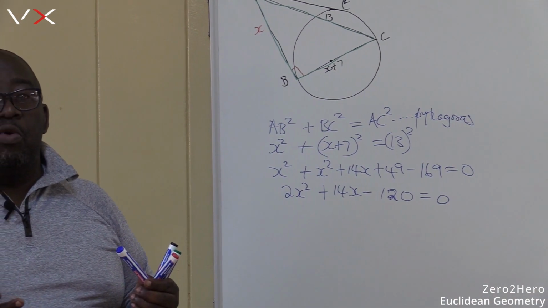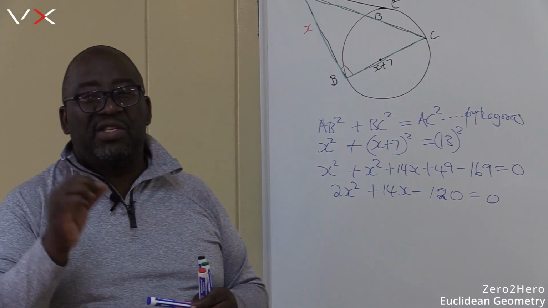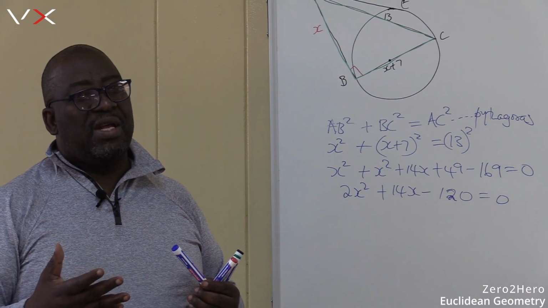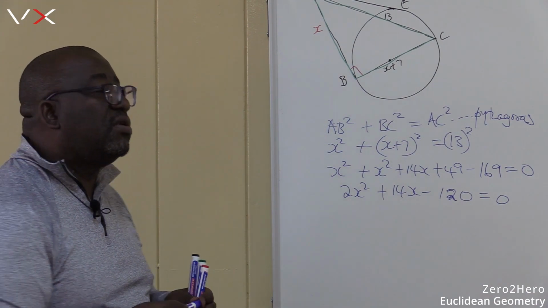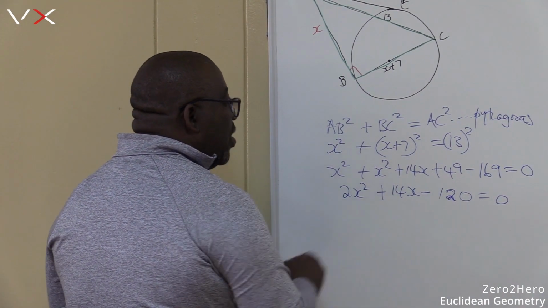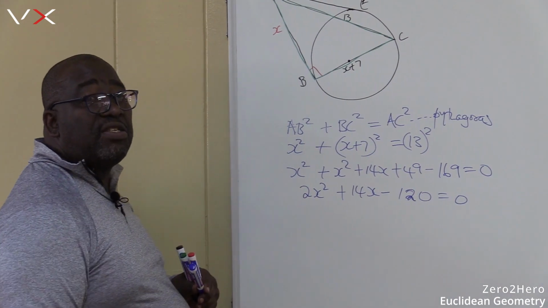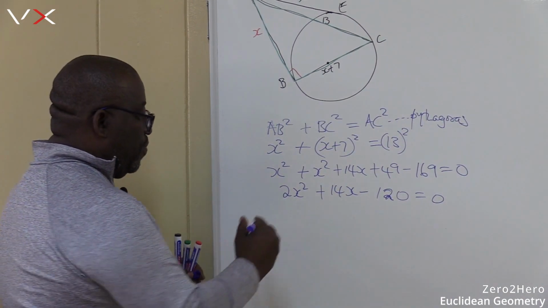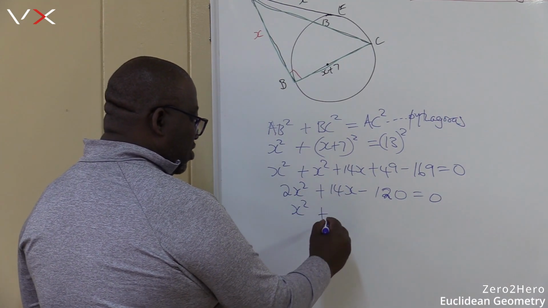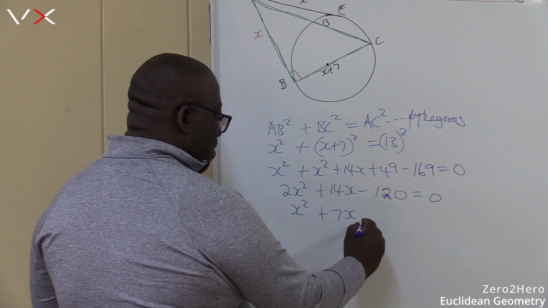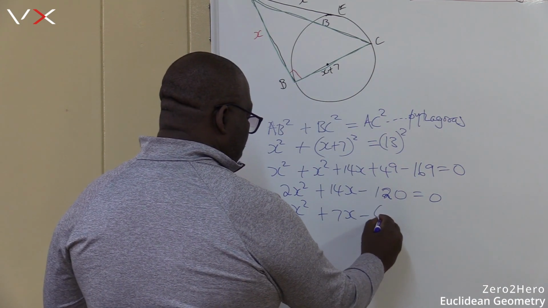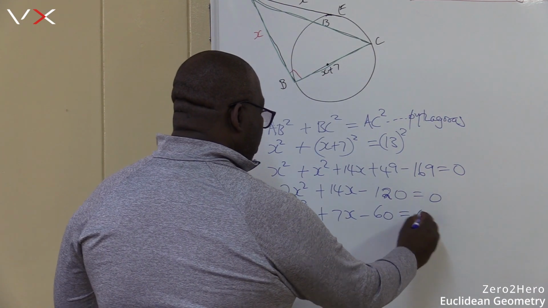What do we do now? We factorize. What is the first step when you factorize? Open your eyes and look for a common factor. You don't calculate it, you just look for something that is common in these three terms. We can see that 2 is common. To make life easier, we divide everything by 2. I will be left with x squared plus 7x minus 60, since 120 divided by 2 is 60. This is equal to 0.